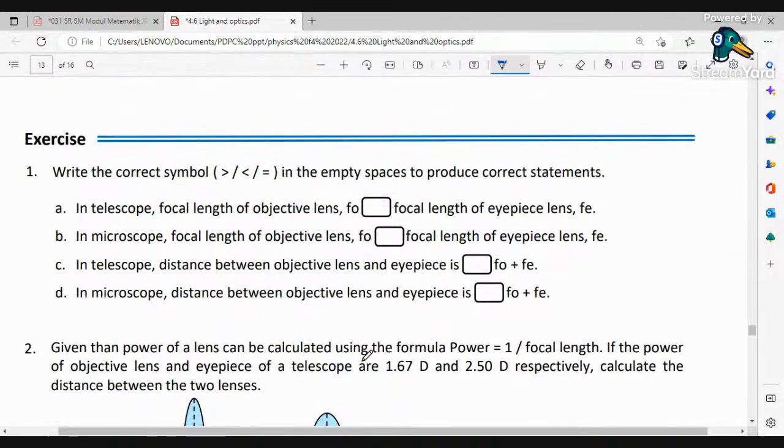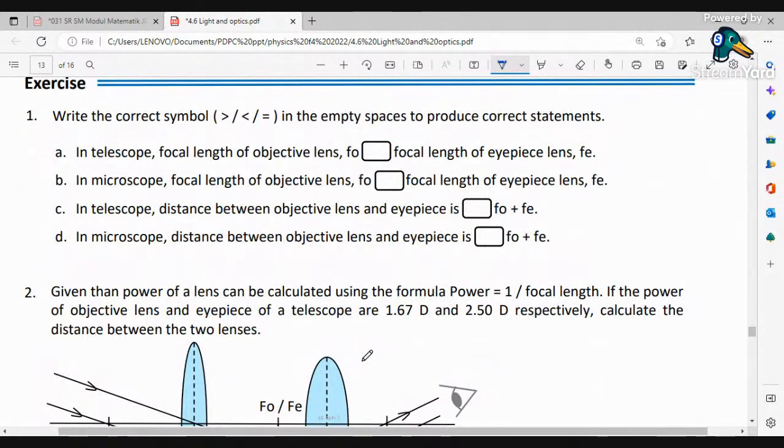Okay, kita teruskan kepada exercise. Write the correct symbol more, less, equal in the empty spaces to produce correct statements. Okay, A. In telescope, focal length of objective. Apa? Okay, ingat balik teleskop tadi E lebih dari O. Maksudnya PO less than PE.